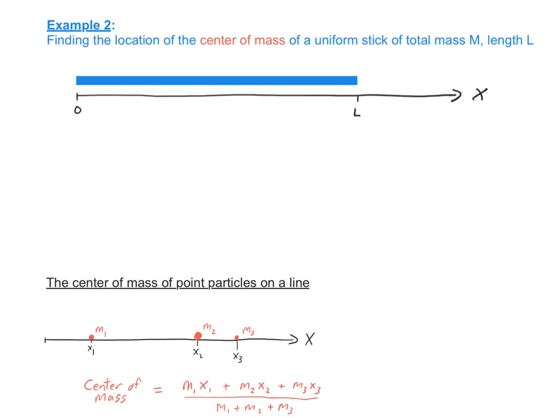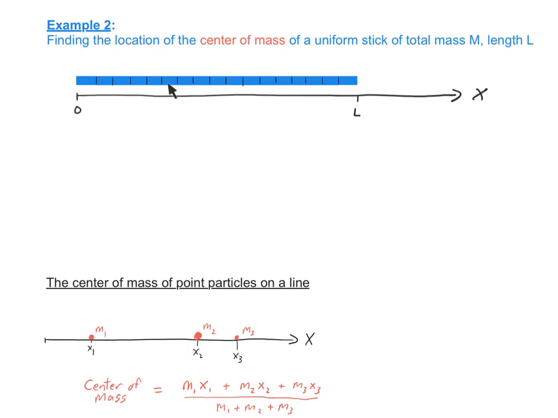The idea is that we're going to take this stick and chop it up into a bunch of small little pieces. Each little piece will act like a little point particle, and then we'll use what we know about finding the center of mass of a bunch of point particles to figure out the center of mass of this continuous object. So here I've chopped the stick up into a bunch of tiny little pieces.